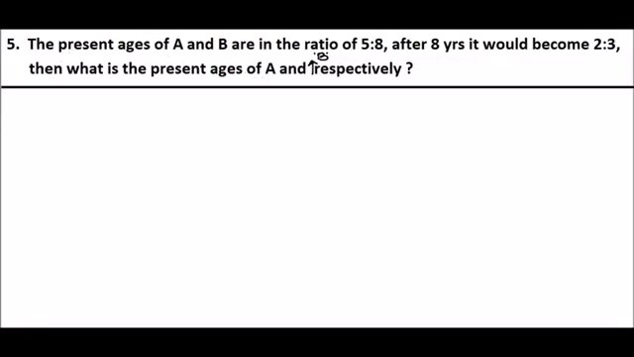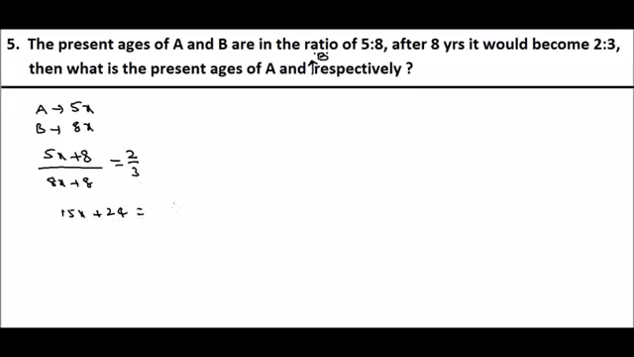What is the conventional way here? Simple one, right? You need to do it very quick. A's present age I am taking as 5x and B's present age as 8x, right? Now simply 5x plus 8 divided by 8x plus 8, that should become 2 by 3. Just solve this one, that is 15x plus 24 is equal to 16x plus 16. All right, now clearly you can say x is equal to 8.